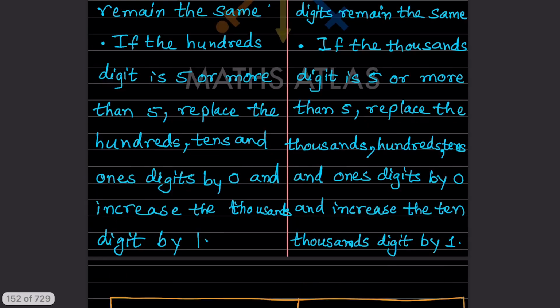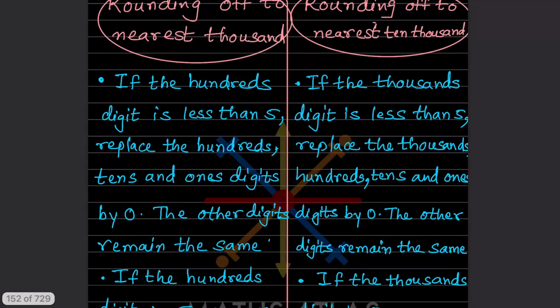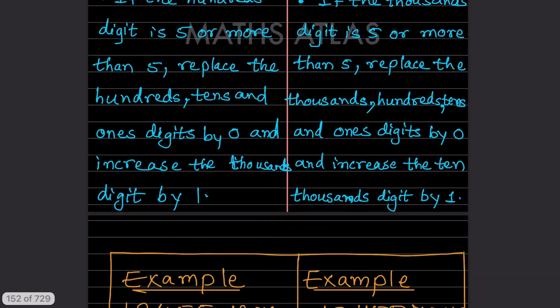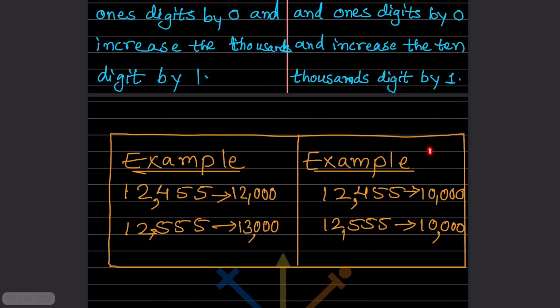So just look at the example. This is for the nearest 10,000. Now this is the example for the nearest 10,000. I have given you the same example so that you can differentiate. Okay, now look at here. This is ones, tens, hundred, thousands, and we are going to concentrate on this, the 10,000. So what are you going to do? We have to change this one.